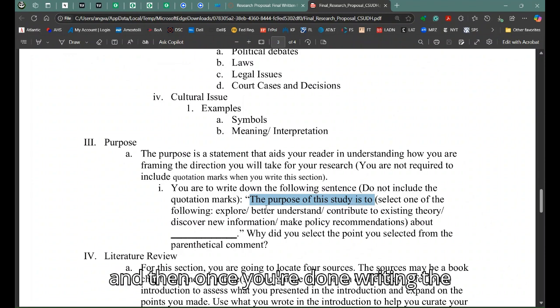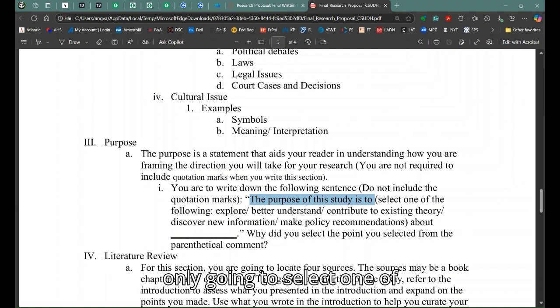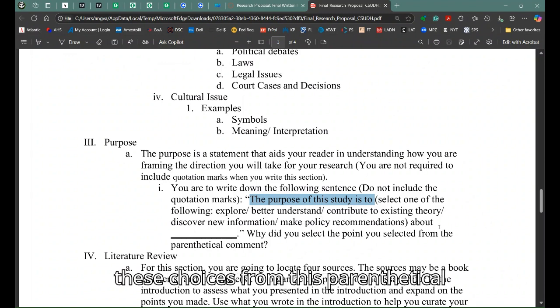And once you're done writing the beginning portion of this clause, the next thing you're going to do, and I'm going to stress this, is select only one of these choices from this parenthetical comment. And you want to make sure that you use one of these choices, right? Because they have a specific meaning within the context of the essay.